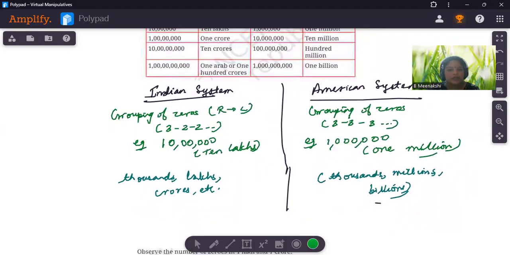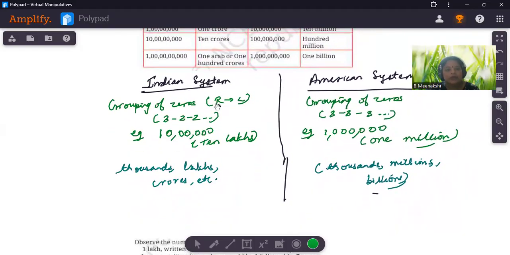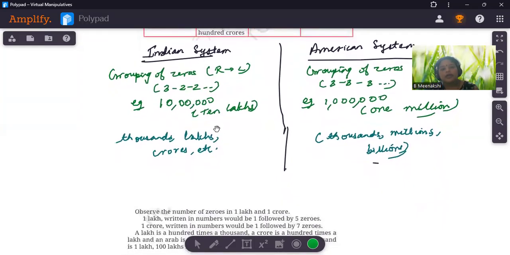Why do we call this? Because in the Indian system, the grouping of zeros from right to left is done by leaving 3 zeros initially. Later on we group them as 2, 2, 2. Whereas in the American system, from the right we leave 3 zeros and group as 3, 3, 3 zeros combined. So in the Indian system, it is called thousands, lakhs, crores, etc. In the American system, it is called thousand, million, billion, etc.